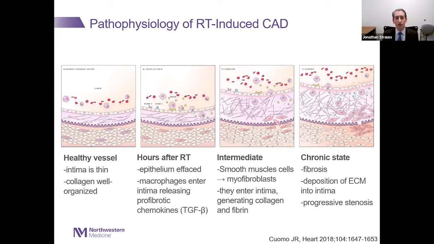When that coronary artery sees radiotherapy in the very acute setting, so hours afterward, the epithelium becomes more effaced and macrophages begin to enter into the intima and release cytokines that are profibrotic. Then in the intermediate term, we can start to see smooth muscle cells that differentiate into myofibroblasts. They can enter the intima, they can start to make collagen and fibrin. And in the chronic state, this leads to fibrosis within the wall of the coronary artery, deposition of extracellular matrix in the intima, and then stenosis of the vessel, narrowing of the lumen.